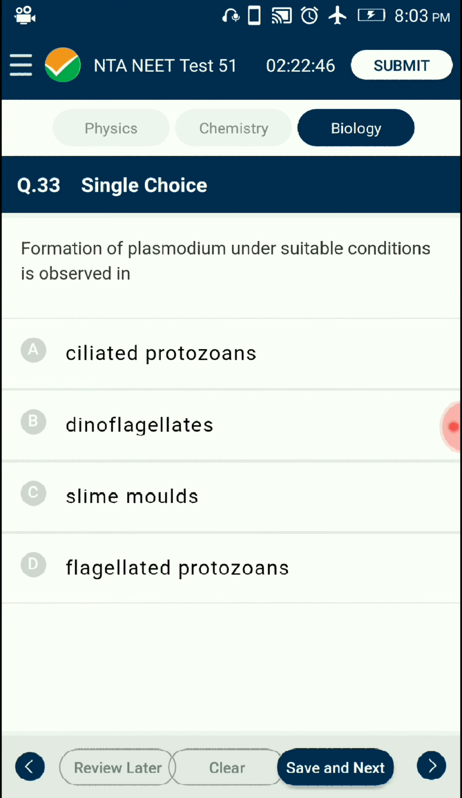Question number 33. Formation of plasmodium under suitable condition is observed in. Slime molds are saprophytic protists. The body moves along decaying twigs and leaves, engulfing organic material under suitable conditions. They form an aggregation called plasmodium, which may grow and spread over several feet. During unfavorable conditions, the plasmodium differentiates and forms fruiting bodies bearing spores at their tips. So the answer is option C, slime molds.